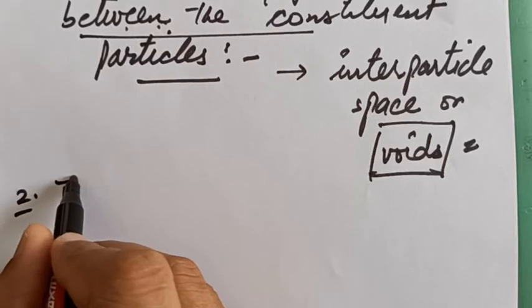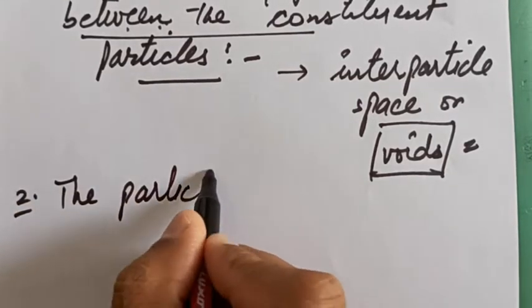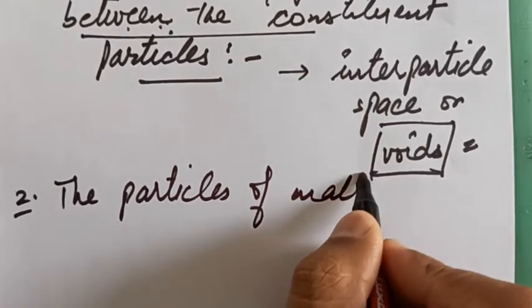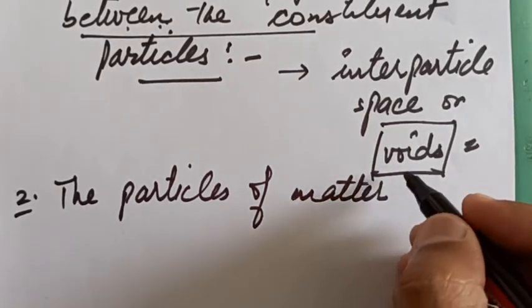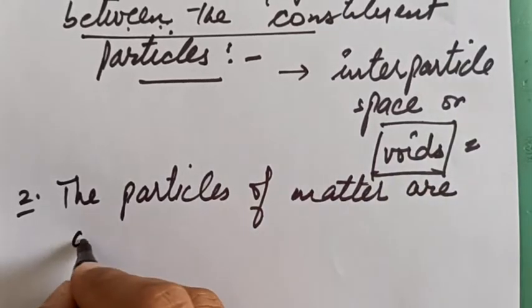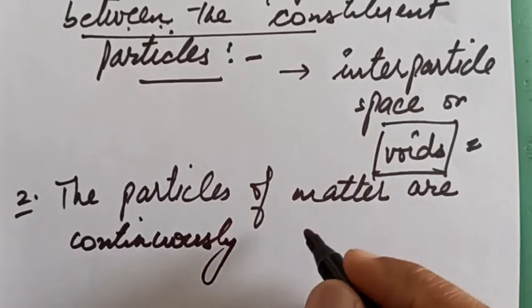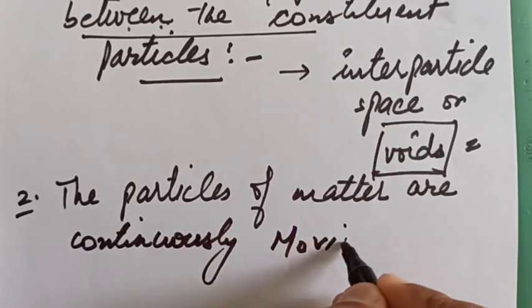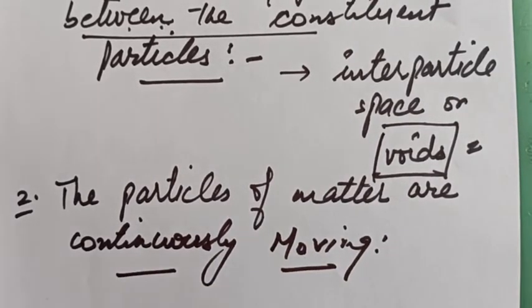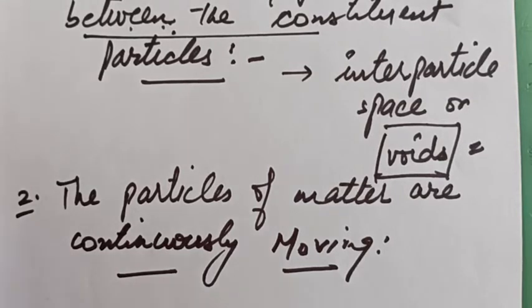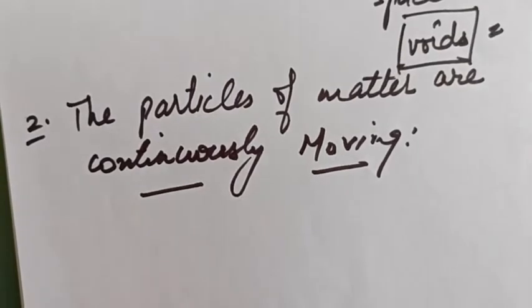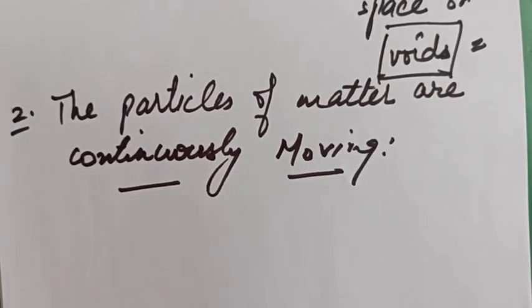The particles of matter are continuously moving. This is the second characteristic of the particle nature of matter, that the particles of matter are continuously moving. If we want to give evidence for this characteristic, if we have to practically explain it, then we can cite two examples here.